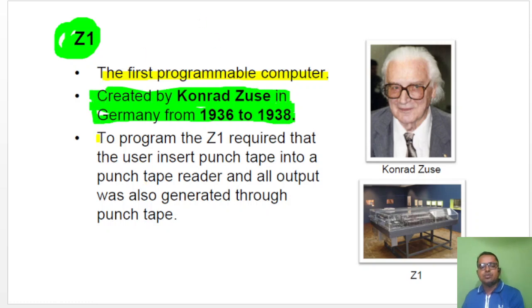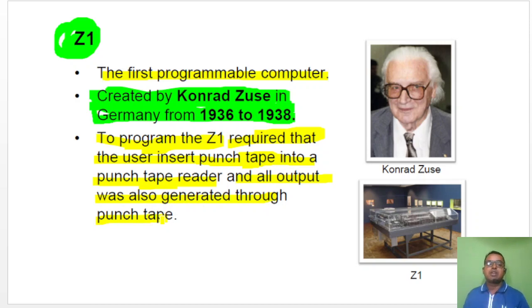Next, to program the Z1 required that the user insert the punch tape. The user has to insert the what? Punch tape, that is the input device, the punch tape reader, and all output was also generated through the punch tape only. Remember this one, it is very important in the Z1 computer, programmable computer.